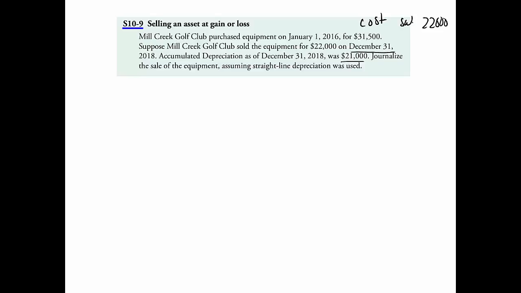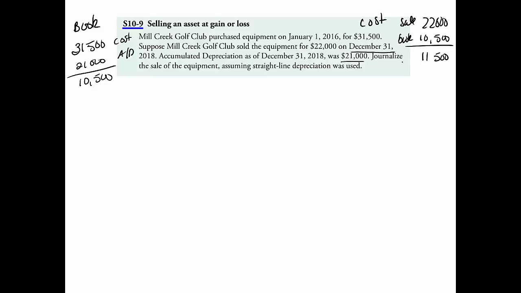$22,000 is what I sold it for. The book value, I'm running out of room over here. $31,500 is the cost. Accumulated depreciation is $21,000. So I've got $10,500 as the book value on here, right? I sold it for $22,000. The book value is $10,500. So I've got a gain on the disposal of $11,500, because the amount that I got for it is greater than the book value, so I have a gain.